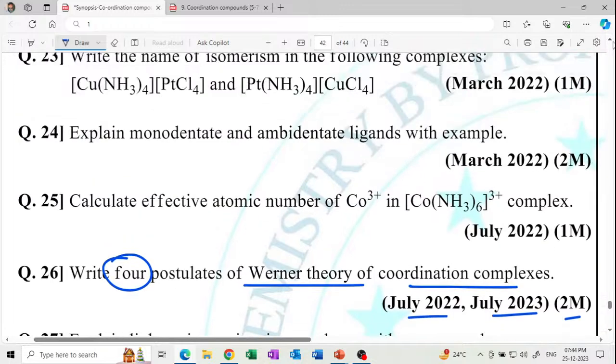Next is calculate the effective atomic number. Effective atomic number of cobalt, Co(NH3)6 3+. So this is cobalt, 27. So what is the oxidation state, plus 3. Oxidation state of cobalt is plus 3. So 27 minus 3 is 24, okay, and plus 12. So how much, that's 36. So this is 36. Get it?